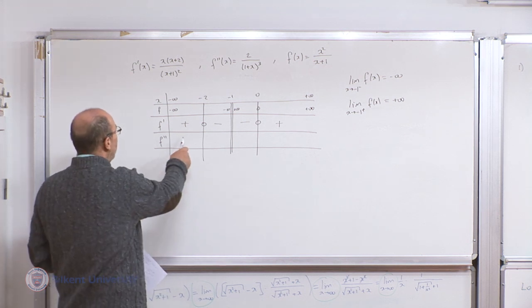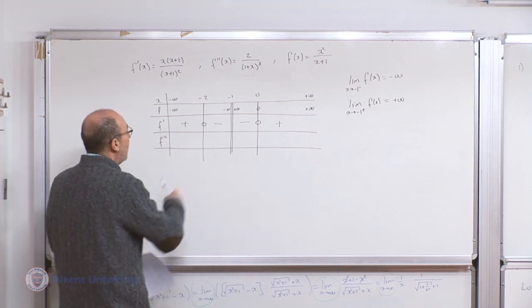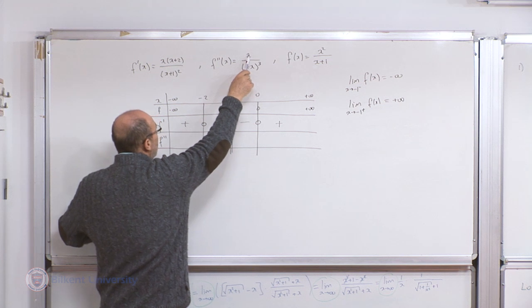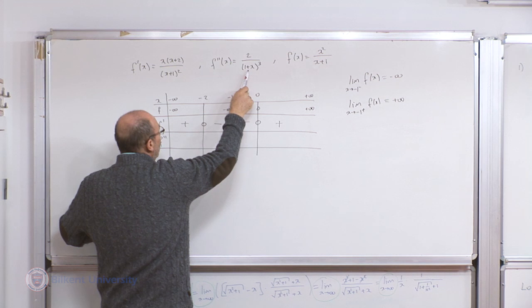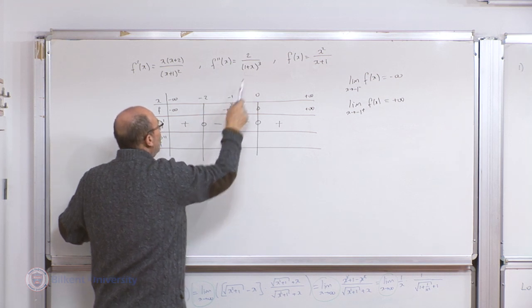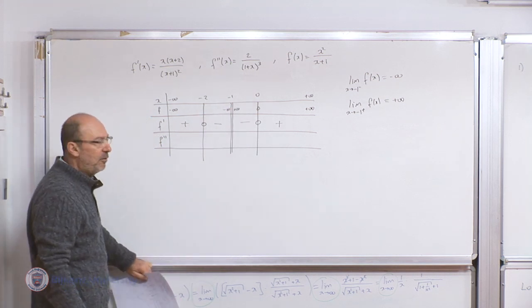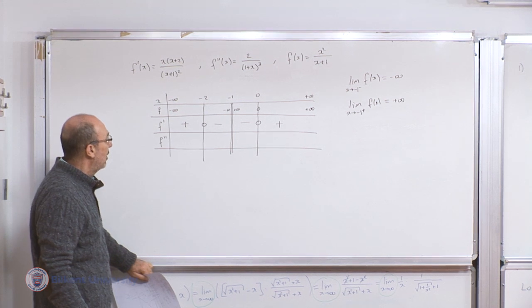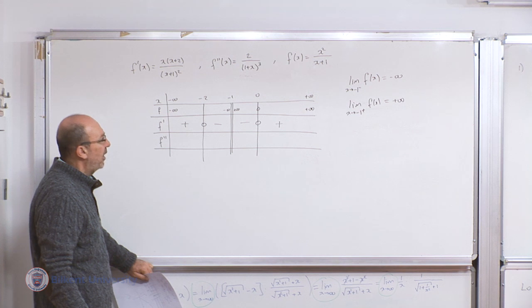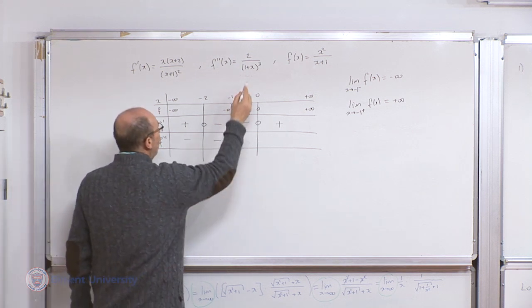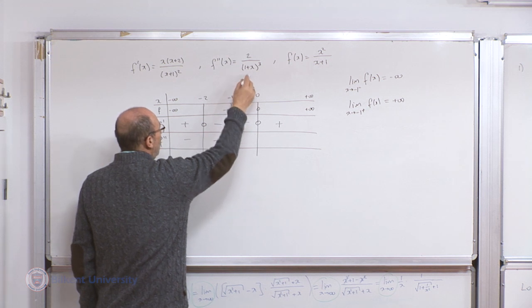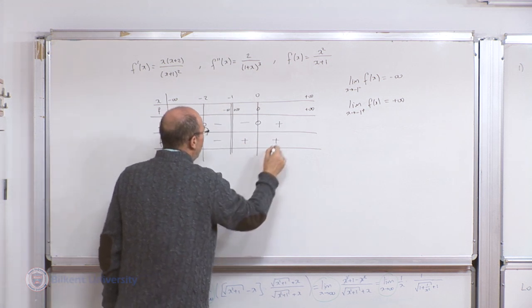Let us look at the sign of the second derivative. So this part is easy. This is positive always. So since this is a cube, the sign of f double prime will be determined by the sign of 1 plus x. 1 plus x is negative if x is less than minus 1, so it is all negative here. And it is positive if x is larger than minus 1, so it is all positive here.